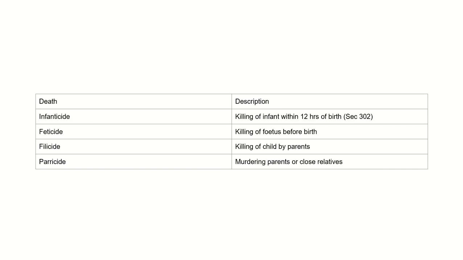Some important terms. Infanticide is the killing of infant within 12 hours of birth, and the punishment is within section 302. Feticide is the killing of fetus in the womb, that is before birth. Filicide is the killing of child by the parents. Parricide is the killing of or murdering parents or close relatives by the child.